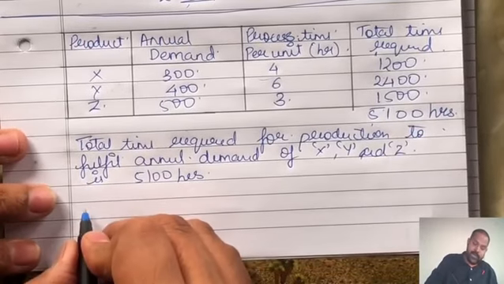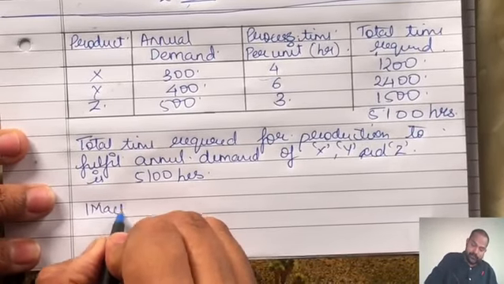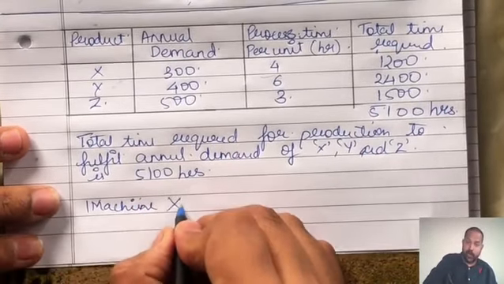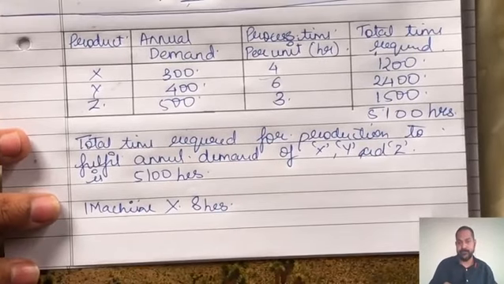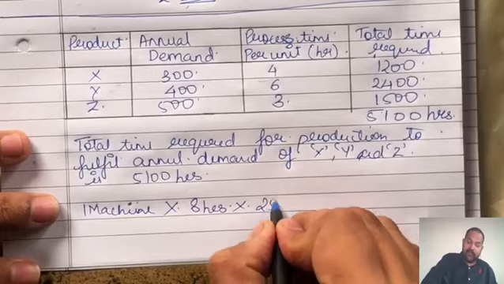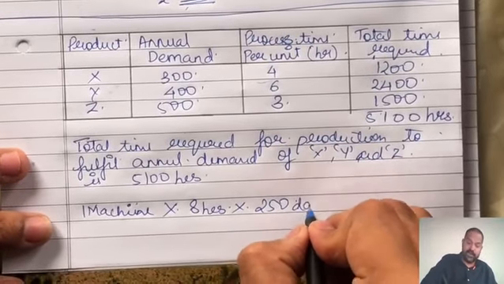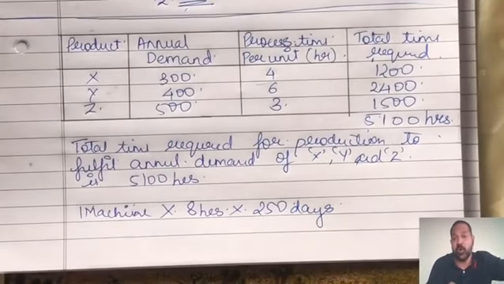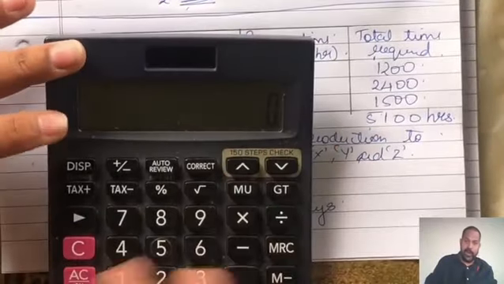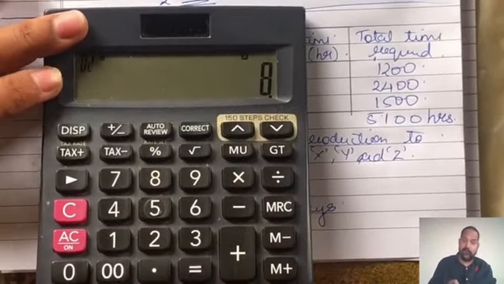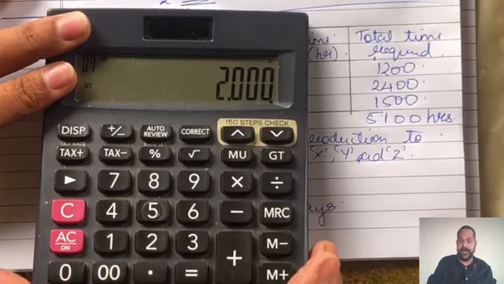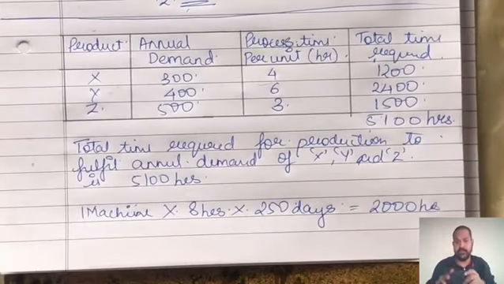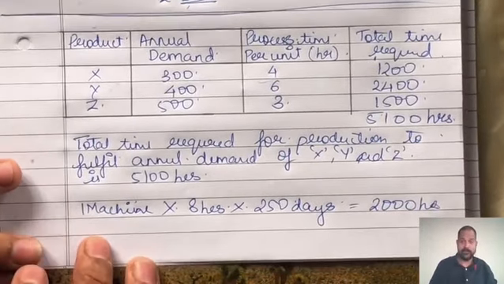Anyway, coming back to it, if I have one machine, I will be working it for 8 hours a day, and in a year I will be working it for 250 days. So with one machine, how many hours of production do I get? Well, with one machine working for 8 hours for 250 days, I get a total of 2000 hours on that machine. Well, then that's a problem.